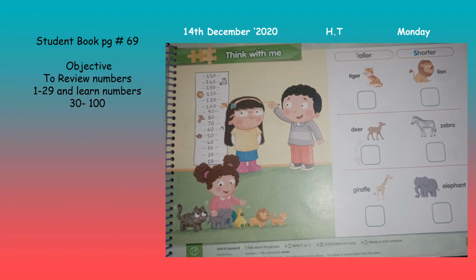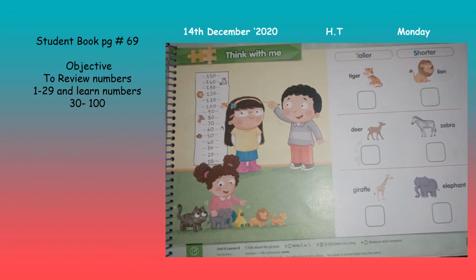There is an activity given in the book. Look at each pair and decide which one is taller and which one is shorter. Look at the first pair. There is a pair of lion and tiger, and the spellings of taller and shorter are written above. Taller, t-all, taller. Shorter, sh-or, shorter.